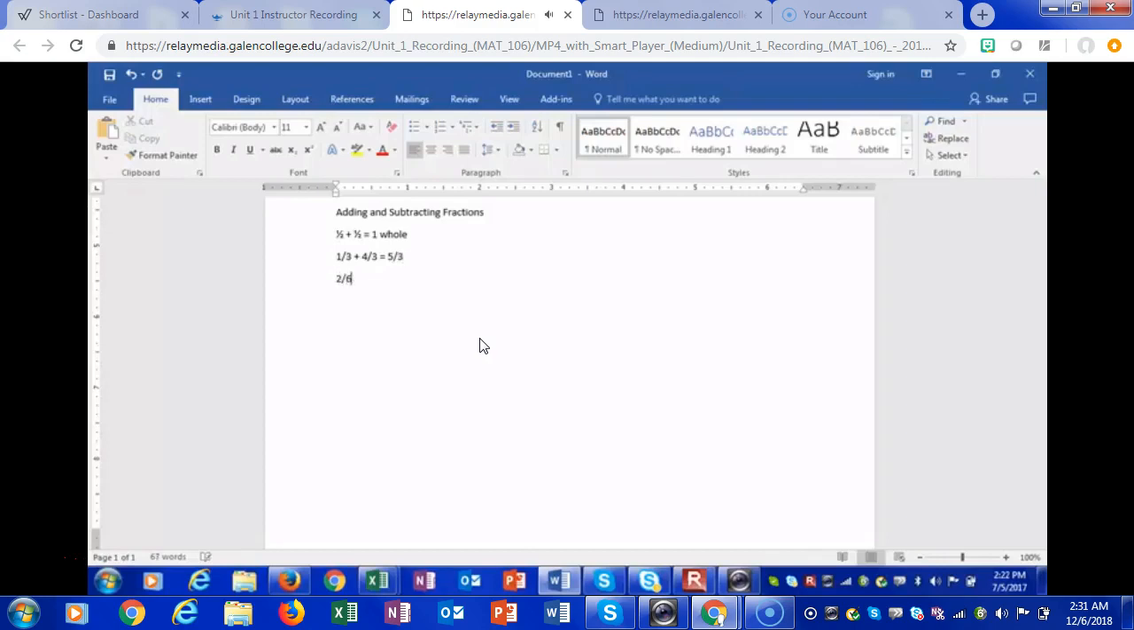How about 2/6 plus 2/6? Same denominator, so that means we can add the numerators. 2 plus 2 is just 4/6. But 4/6 can be reduced or simplified if you look at it that way.